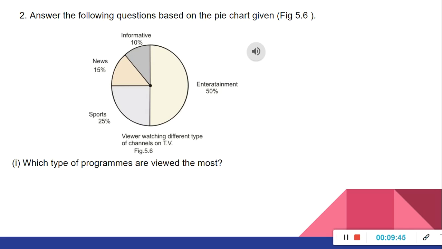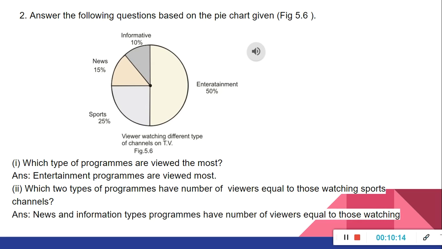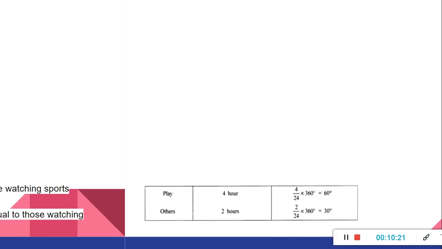Most of the people are watching entertainment programs, isn't it? So the answer is entertainment programs are viewed the most. Now the second question is, which two types of programs have a number of viewers equal to those watching the sports channel? Sports channel is 25%. So here we can see that news plus informative, that is 15 plus 10, is equal to 25. So the answer is news and informative programs have a number of viewers equal to those watching sports channels.